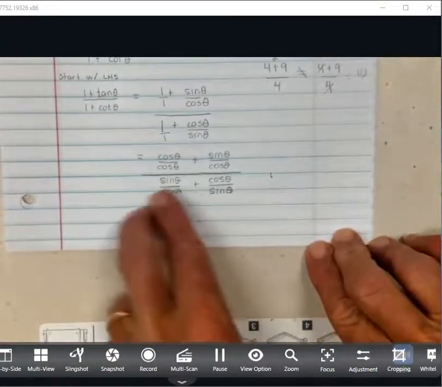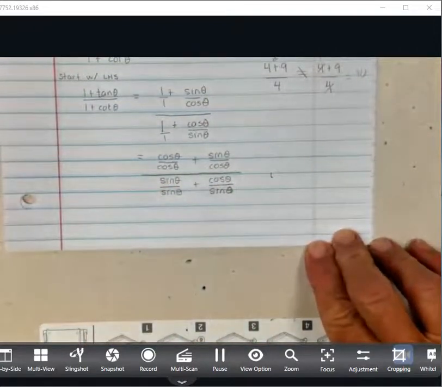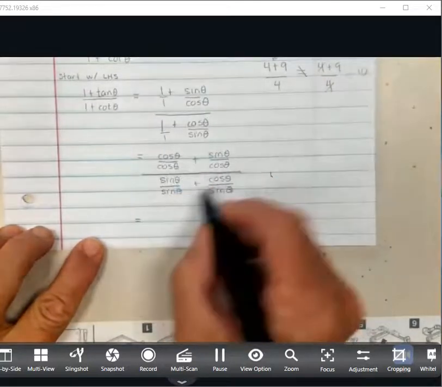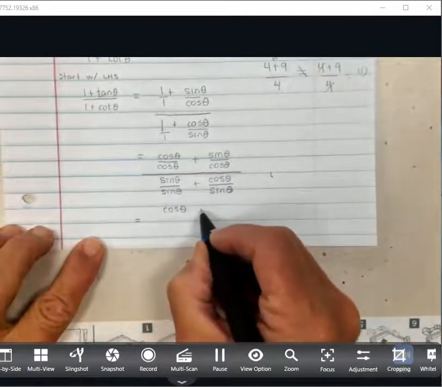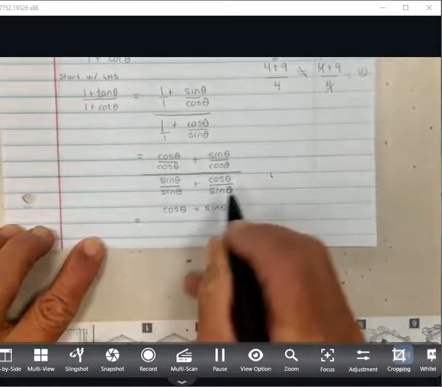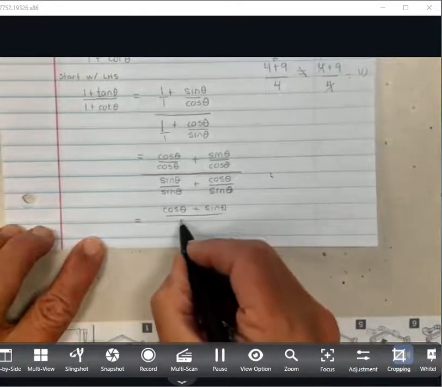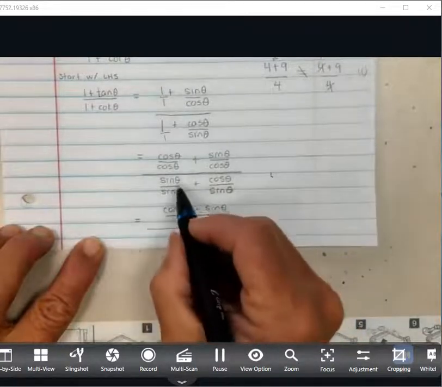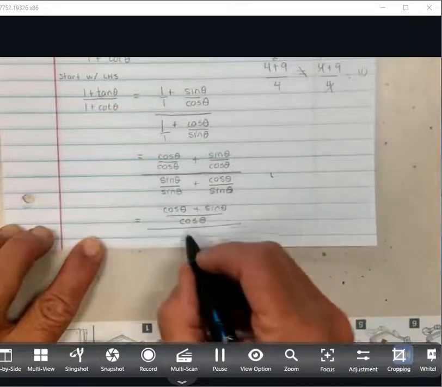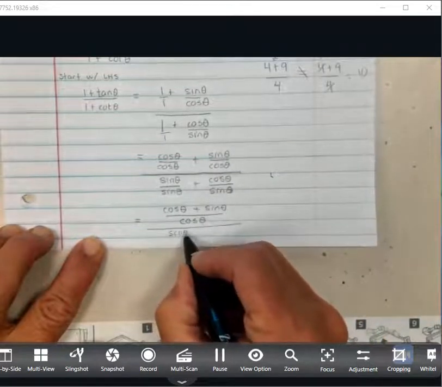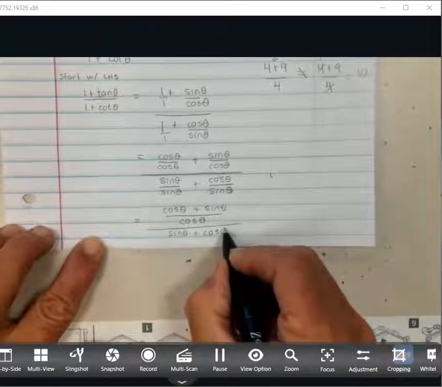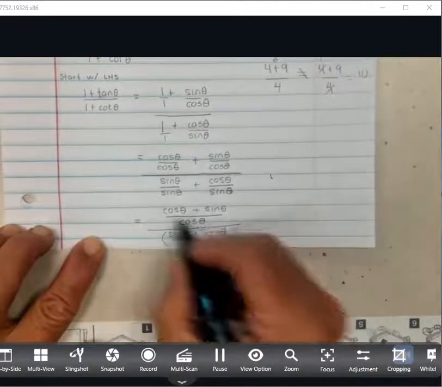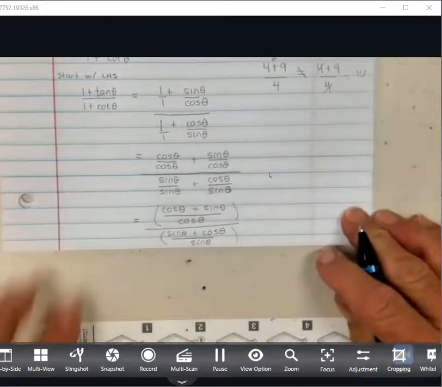Now I can add those and write that as a single fraction. So it'll look like this. On top, I'm going to have cosine plus sine all over cosine. Downstairs, I'm going to do the same bit. I'm going to have the sine plus cosine all over the sine. I'll even put it in parentheses so you can see what I did in putting those fractions together.